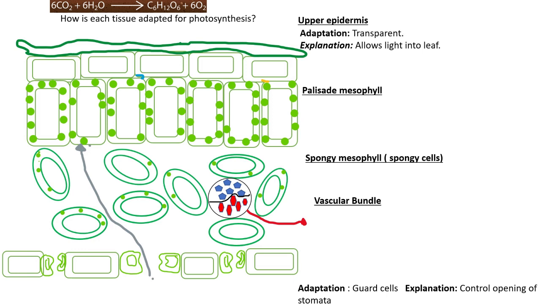The upper epidermis is transparent. This allows light to come into the leaf. Look at these yellow arrows. These are showing light coming into the leaf and going into the chloroplasts for photosynthesis.